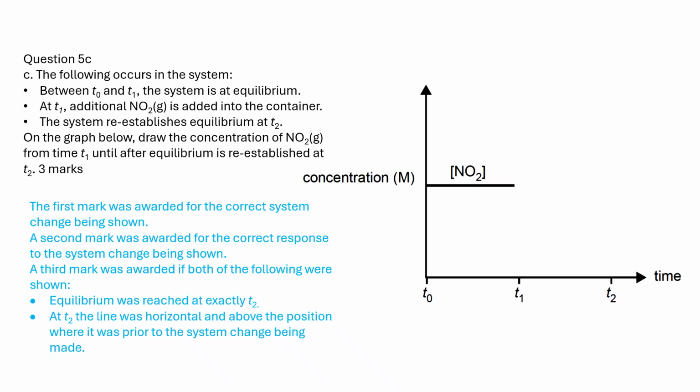When NO is added at time T1, the concentration of NO abruptly rises. This disturbance drives the reaction forward, which then reduces the NO concentration. However, it will settle at a value still above its concentration just before the addition.